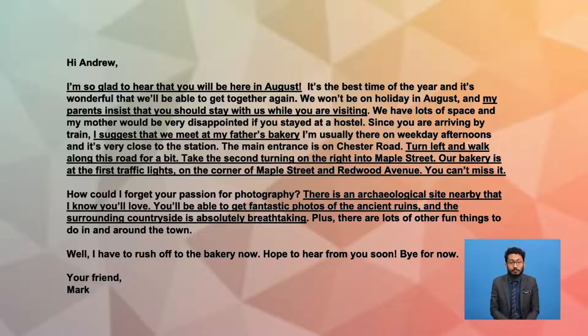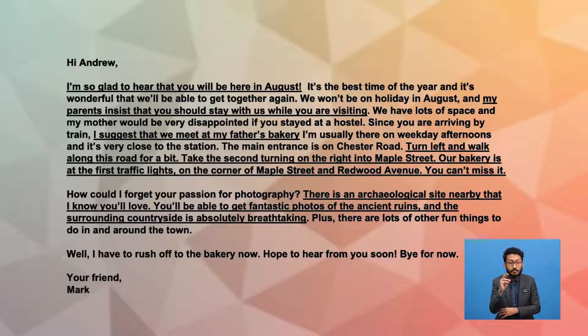"Since you are arriving by train, I suggest that we meet at my father's bakery." This sentence corresponds with this. He is giving a suggestion regarding the meeting place. "I'm usually there on weekday afternoons, and it's very close to the station. The main entrance is on Chester Road."